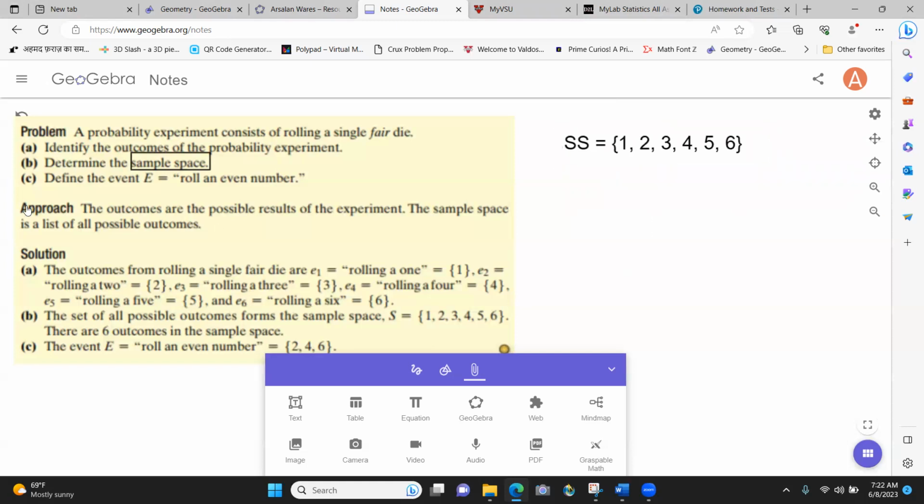So we have this: define the event, roll an even number. An event is basically a subset of the sample space. The sample space lists all the possible outcomes. An event could be any of those outcomes, it could be all of those outcomes, or it could be none of those outcomes. I'm going to give you some examples of events. An event would be rolling an even number, and in that case, it would be this.